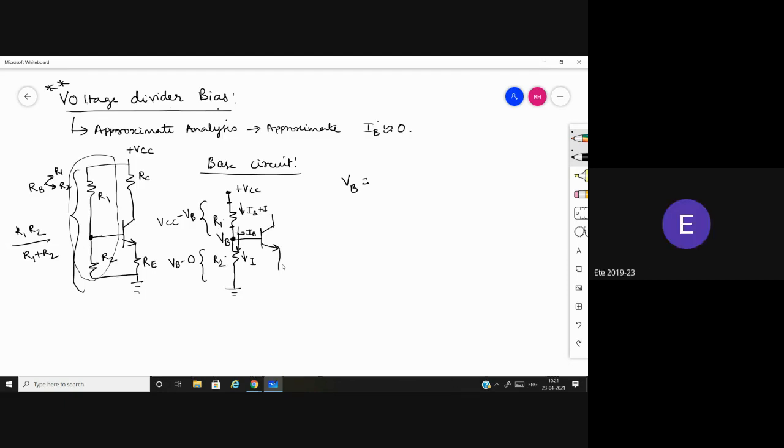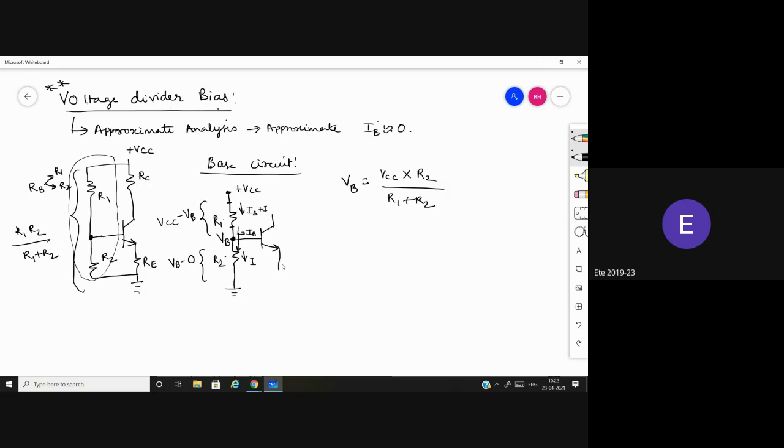Here the main supply is VCC, into R2 by R1 plus R2. So it is into the resistance across which we want to find the voltage. Which resistance is it? R2. Divided by the sum of the total resistance in that circuit, R1 plus R2. So this is how we find the base voltage.